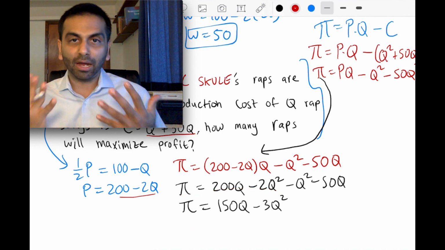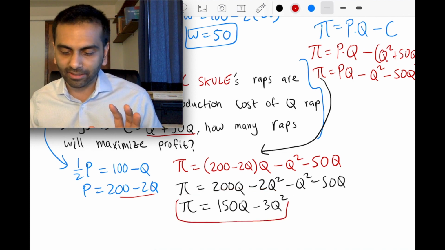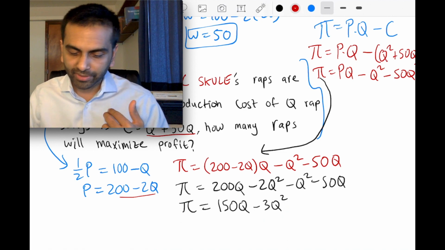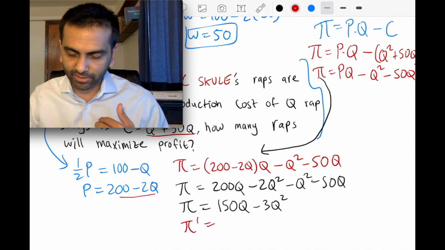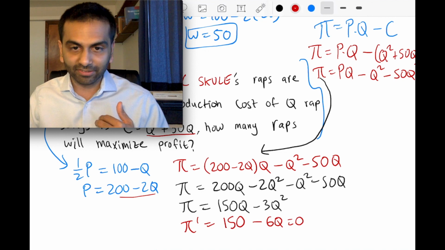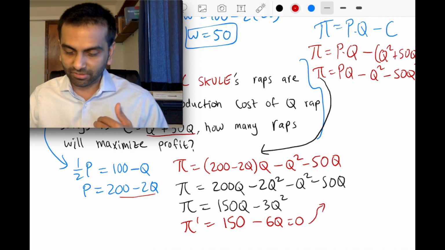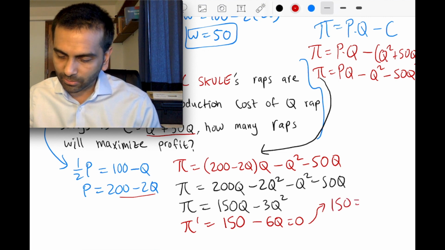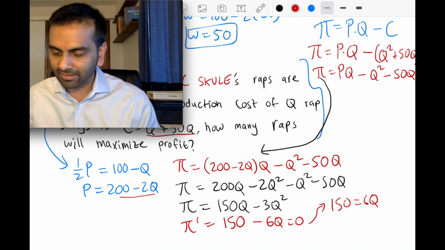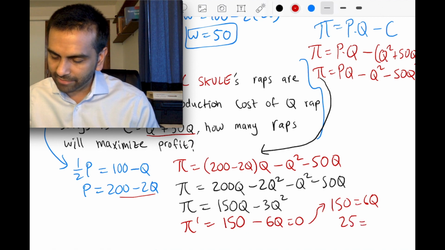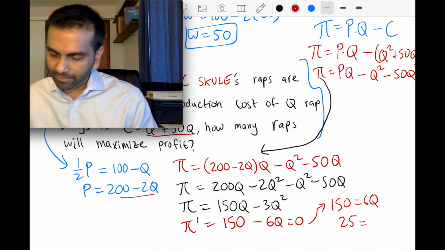Notice, this problem is essentially saying, here's your profit, maximize it, meaning take the derivative, set it to 0. If we take the derivative to get the first order condition, the derivative of 150q is 150, minus the derivative of 3q squared, which is 6q, and we set that equal to 0. Then we can solve for q. We add 6q to both sides, so we get 150 equals 6q, and then divide both sides by 6. 150 divided by 6 is 25, so we get 25 equals q.